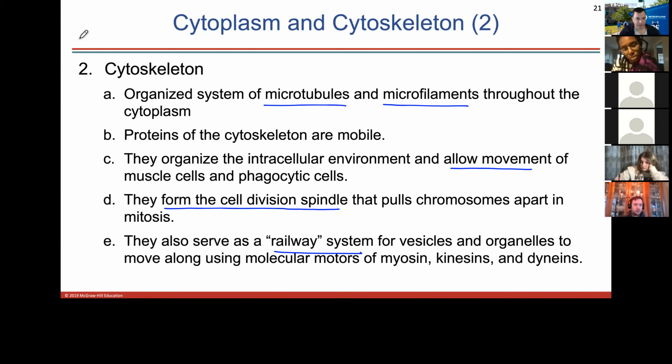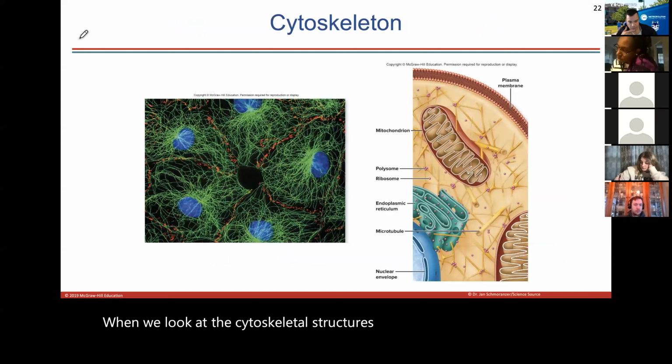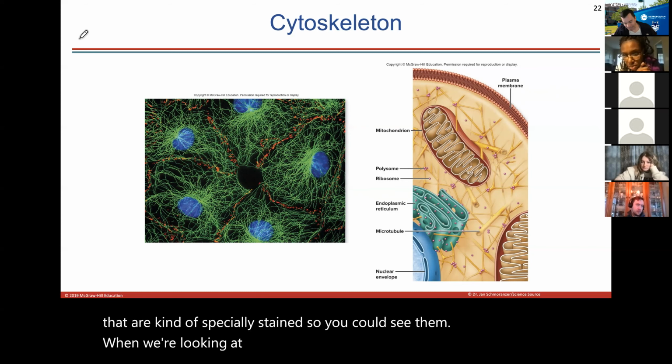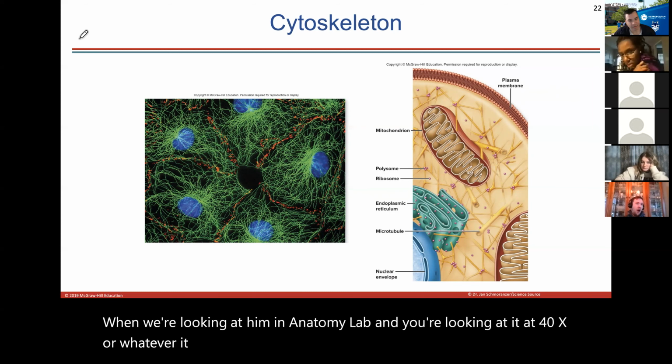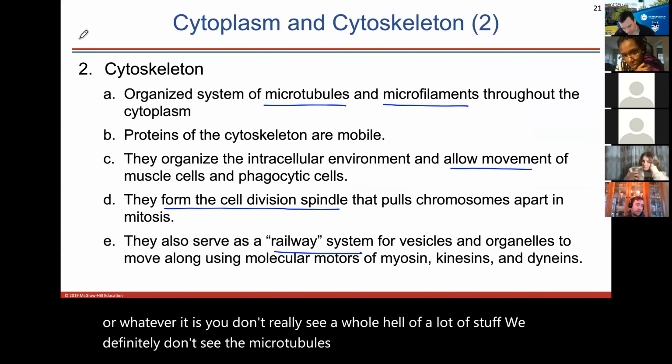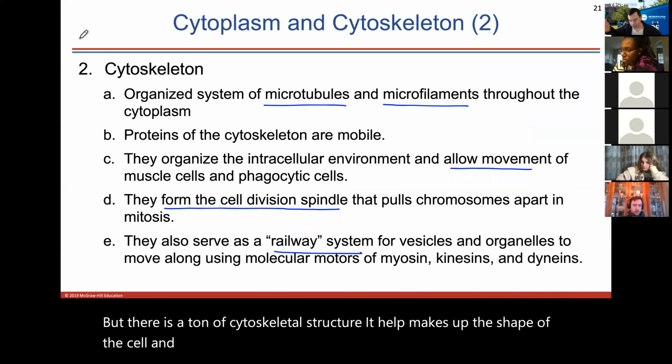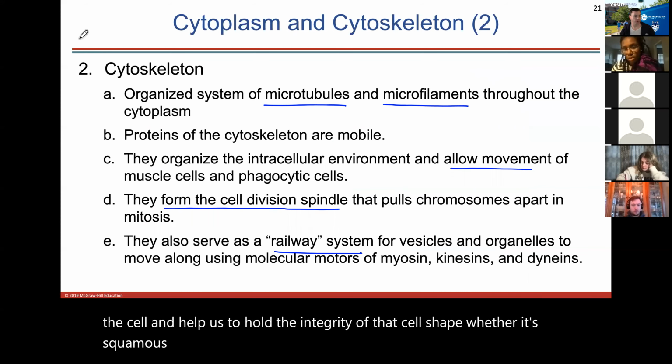When we look at the cytoskeletal structure, let's go here to the picture here. There's a fabulous picture showing you some of the microtubules that are specially stained so you can see them. When we're looking at them in anatomy lab at 40x or whatever it is, you don't really see a whole lot of stuff. You definitely don't see the microtubules scattered throughout there. But there is a ton of cytoskeletal structure. It helps make up the shape of the cell. It helps to hold the integrity of that cell shape, whether it's squamous or columnar or cuboidal.